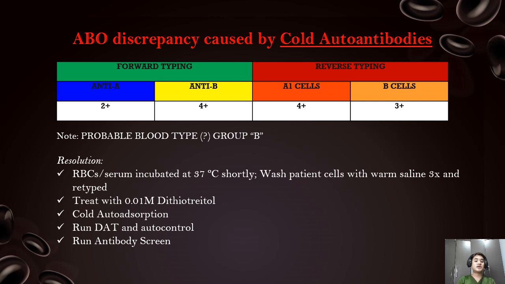However, if the same reactions observed are still unchanged in the reverse typing, or for example, when there should be an expected agglutination reaction, that is when we utilize the cold auto-absorption procedures, where we utilize the patient's cells and make them react with his own serum in order to remove the cold antibody from the serum. And lastly, run a direct antiglobulin test, an autocontrol, and perform an antibody screen. So these three are complex topics which will be discussed in separate week discussions.